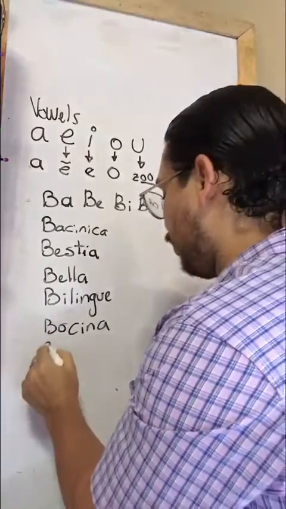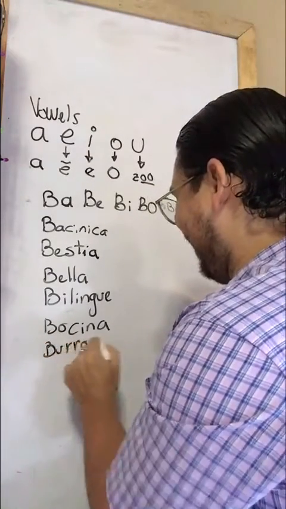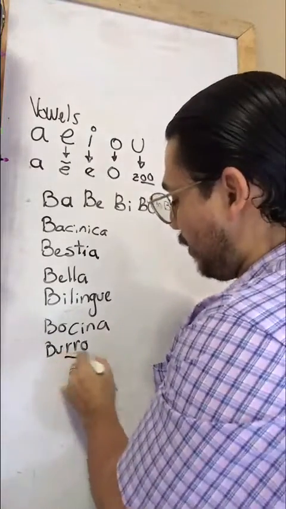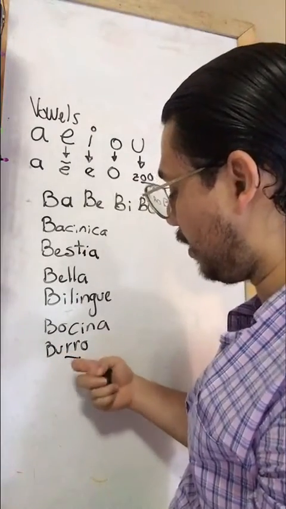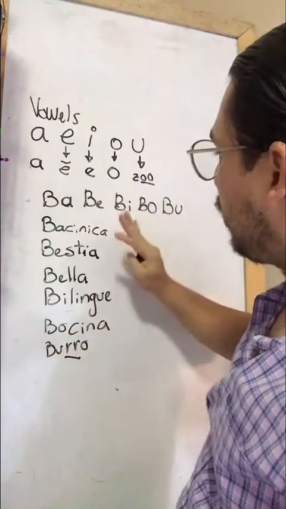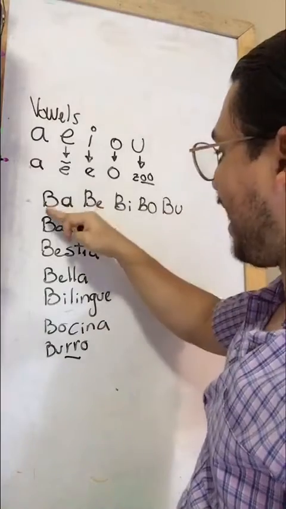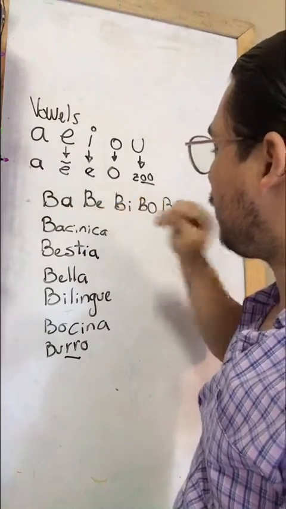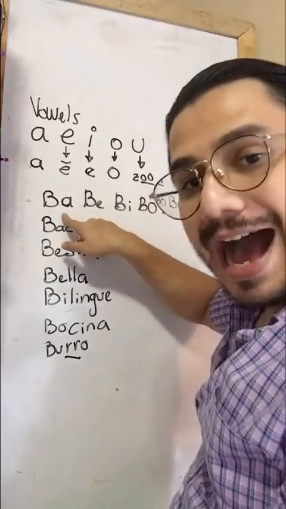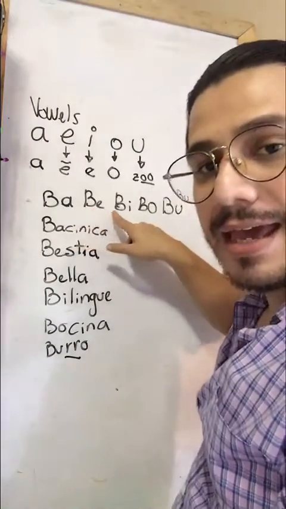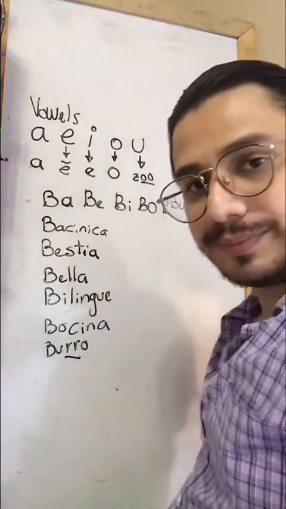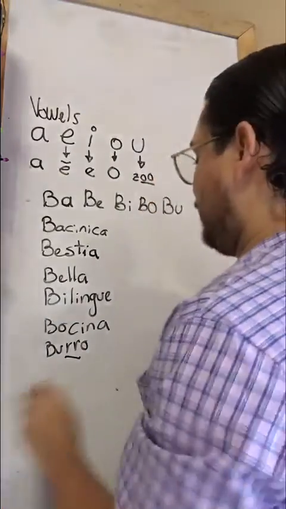And then we have burro, my favorite word. Burro. Now remember with this one we were practicing how to do this double R sound. So these are words that we can do with the syllables. Ba, be, bi, bo, bu. Va, ve, vi, vo, bu. Okay, let's try another one.